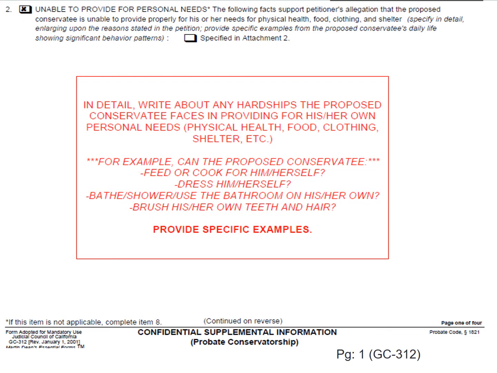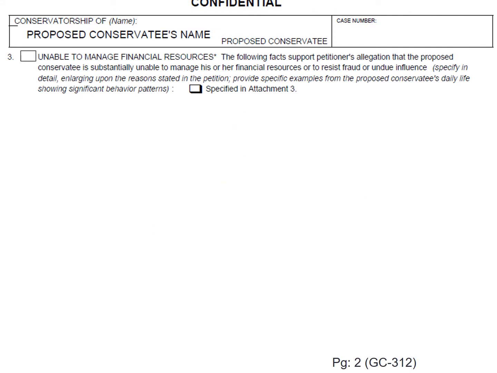Item 2 will be pre-filled in based on your answers in the document preparation program. If you would like to add specific examples of hardships the conservatee faces, then you may do so. On page 2 of Form GC-312, item 3 will be left blank because that question concerns a conservatorship of the estate.